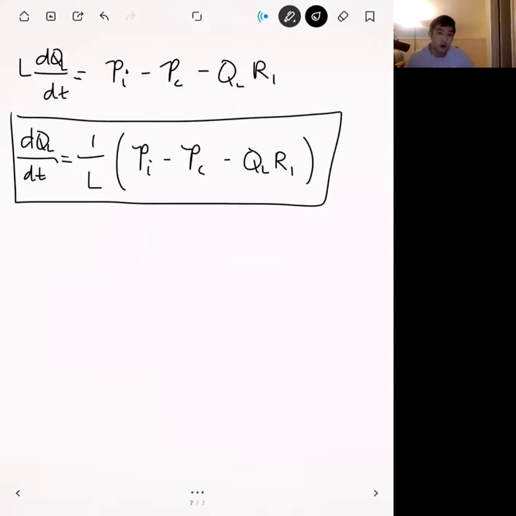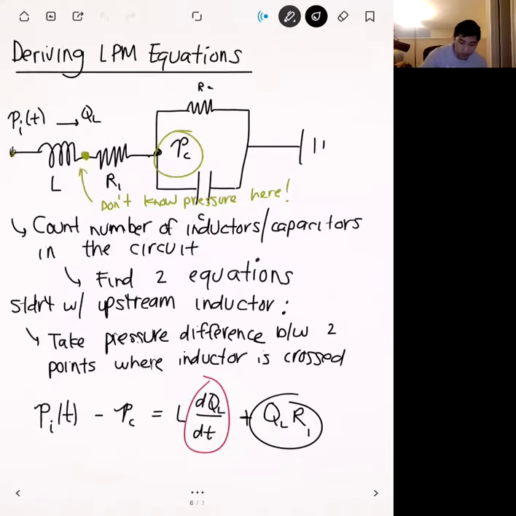And this here is our first equation. It's a little bit modified compared to our regular inductor equation, and that modification comes from the fact that we also have to cross over this resistor in order to get there.